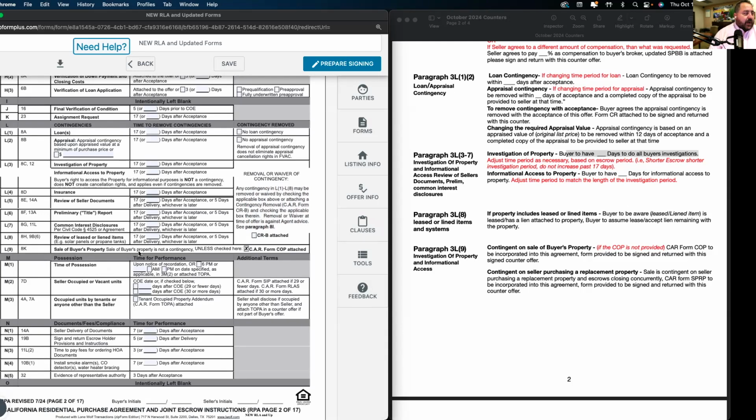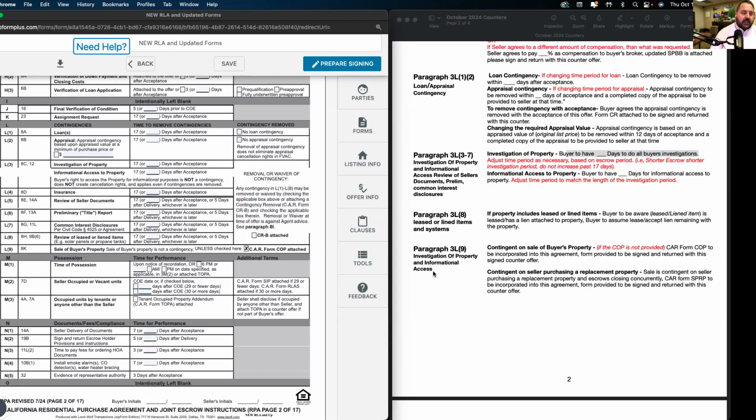3L9, sale of buyer's property is not a contingency unless checked here. So let's just say that you get an offer and they checked that box, but they didn't send you the COP. I know it's happened. It's happened to a lot of agents. I've seen it in person.